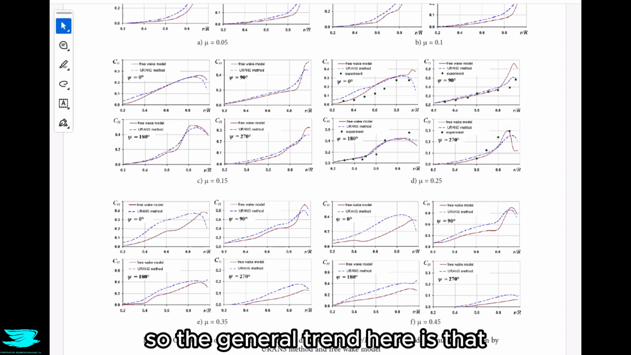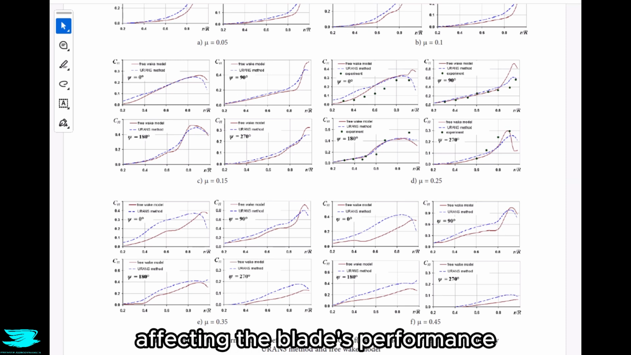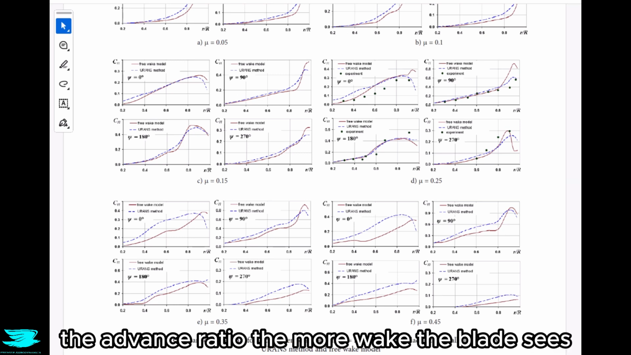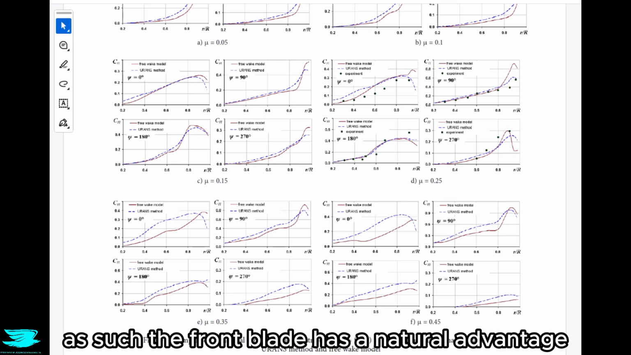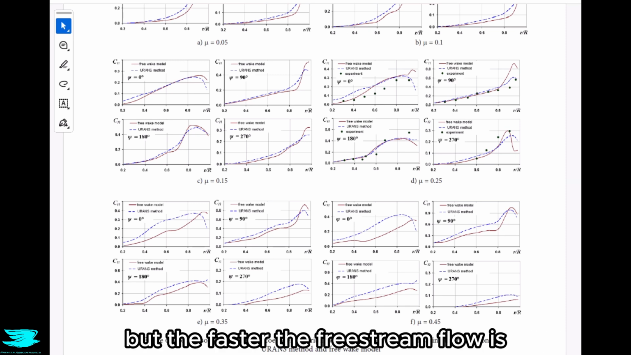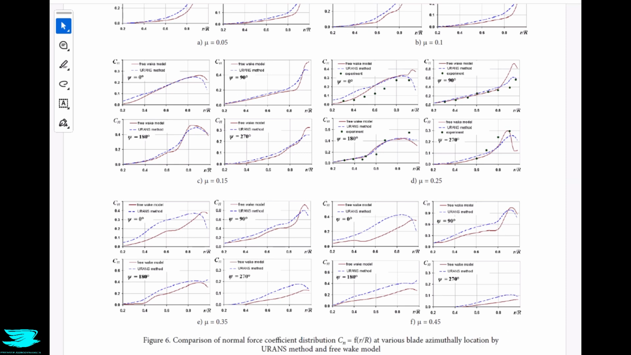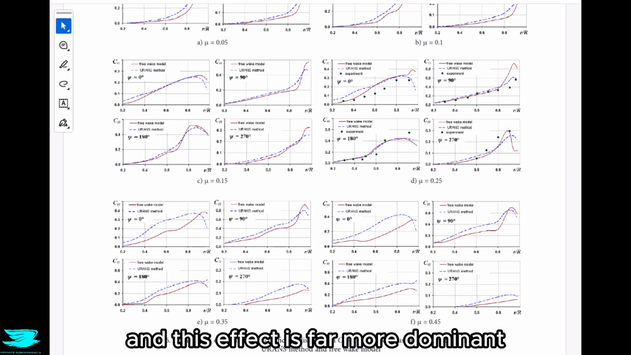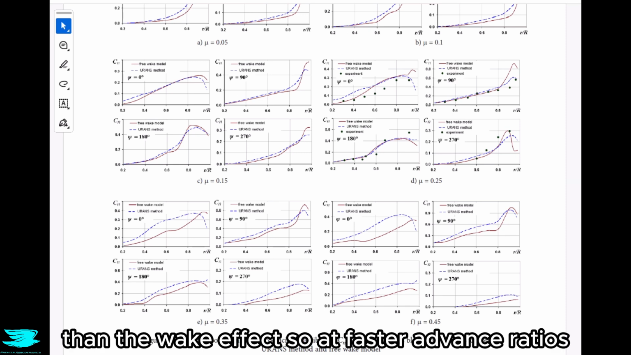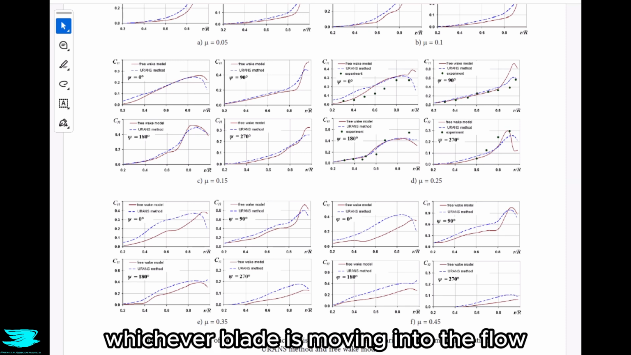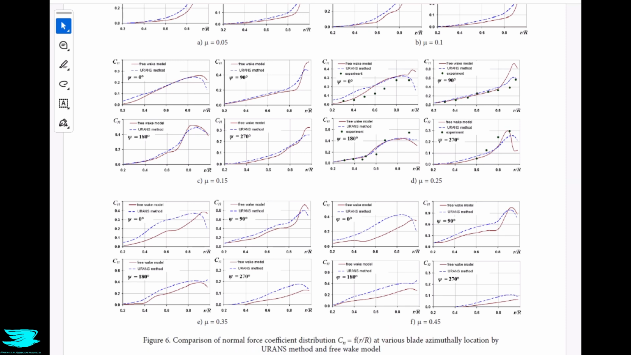So the general trend here is that there are two major effects affecting the blade's performance. The first is the wake hitting them. The second is the free stream velocity, the advance ratio. The more wake the blade sees, the worse its performance. As such, the front blade has a natural advantage. But the faster the free stream flow is, the better the right blade is, so that blade sweeping into the flow performs better. And this effect is far more dominant than the wake effect, so at faster advance ratios, it overrides everything and makes whichever blade is sweeping into the flow perform way better.